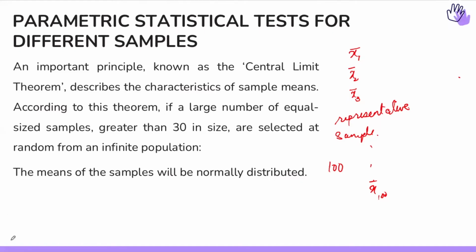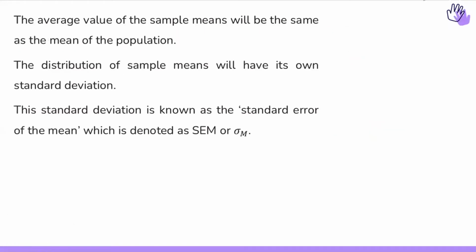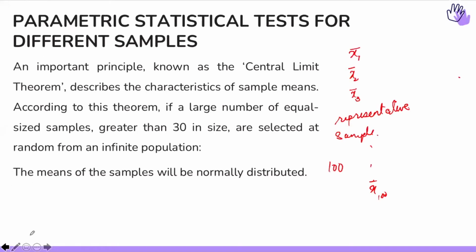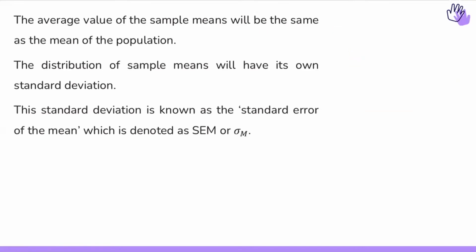The means of the samples will be normally distributed, and the average value of the sample means will be the same as the mean of the population. This is another result of the central limit theorem. These are the two main results of the central limit theorem. This is the first result and this is the second result.